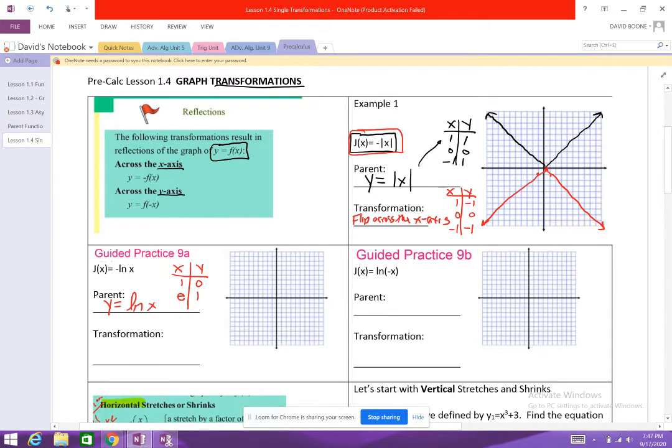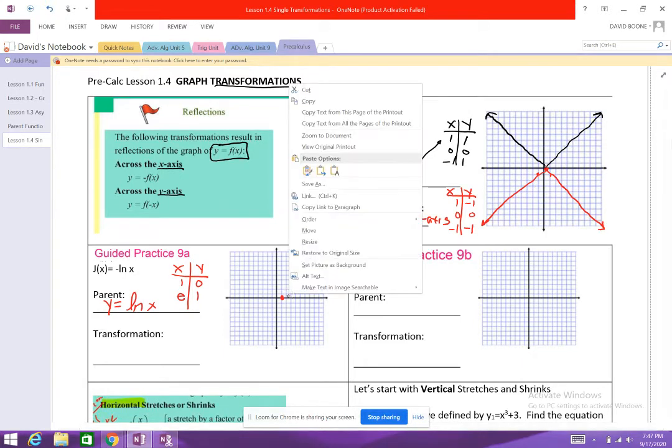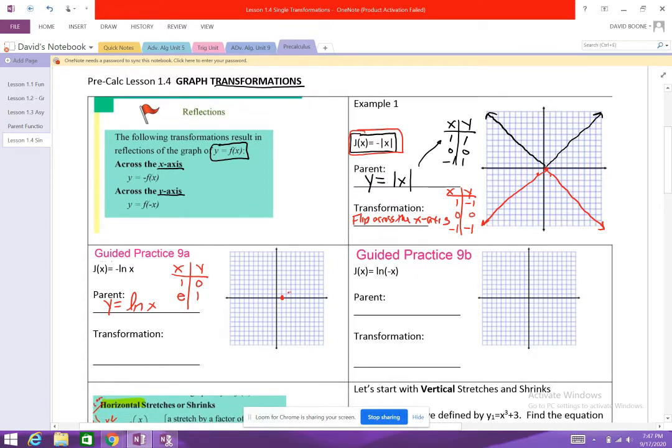So again, I'm just drawing the parent function. I know natural logs come up and curve out like this. So I just take those 2 points that I've got. The first one's at 1, 0, which would be right here. And then e, 2.7, right here and up 1. So I know this graph is going to do something like this.